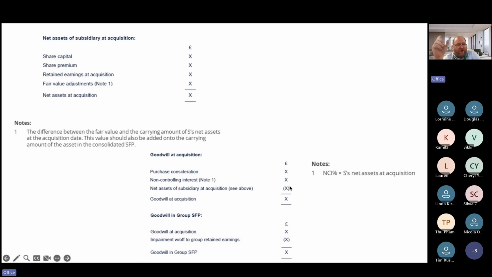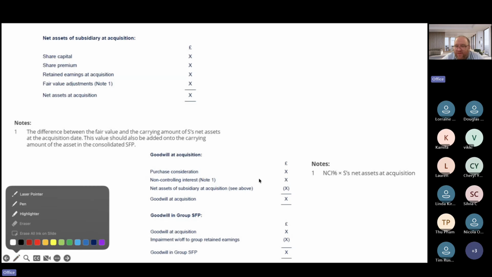So you've got purchase consideration, let's say £1.5 million. That's what you bought it for. The non-controlling interest: let's say you bought 60% of the business and the net assets were £1 million. So you've got £400,000, sorry, the bit you don't control, 40%. £400,000 of non-controlling interest, and the net assets at acquisition, what you actually bought, was a £1 million business. So you'd have, hopefully, I can draw on this.